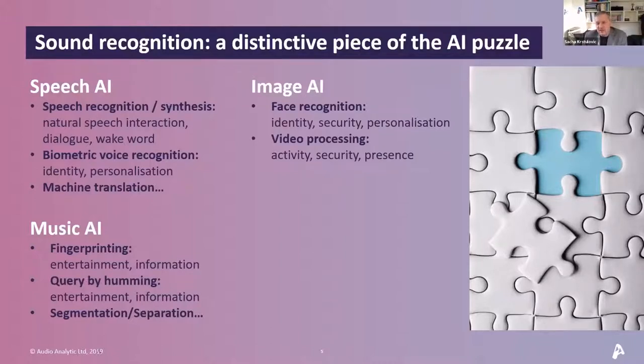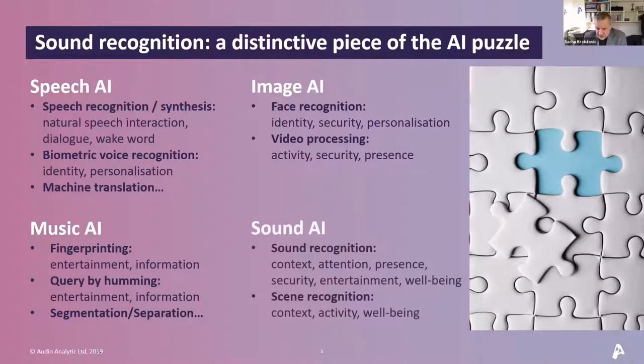But to me, when I started with Audio Analytic, there was one missing piece to that puzzle, which is sound artificial intelligence. We do lots of things with our ears. You can focus on recognizing particular sounds themselves, which are indicators of context. When you cross the road, you hear the cars coming, which gives you an indication of whether it's safe to cross. Sounds trigger your attention. If you hear a bang somewhere, you look around to see what it is. It's indicative of the presence of people. If your security camera is switched off, you can still hear things in the dark. And so on and so forth.